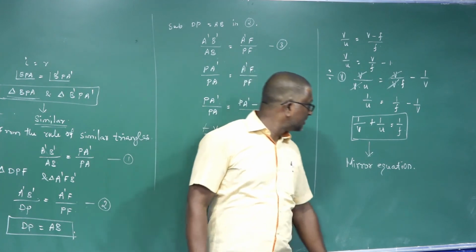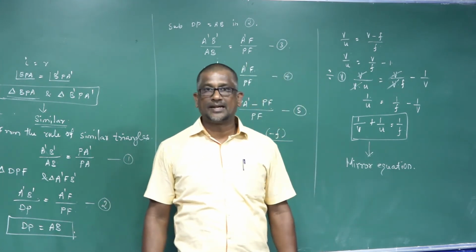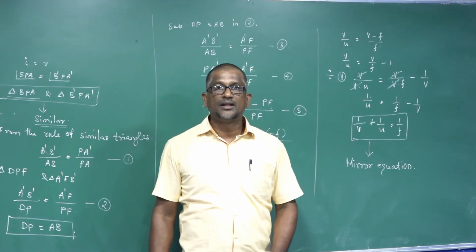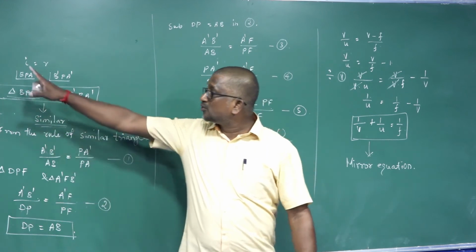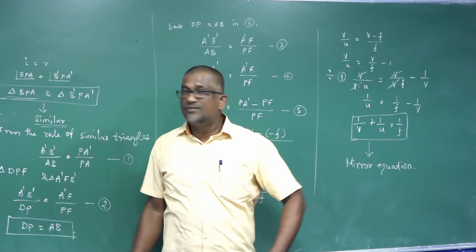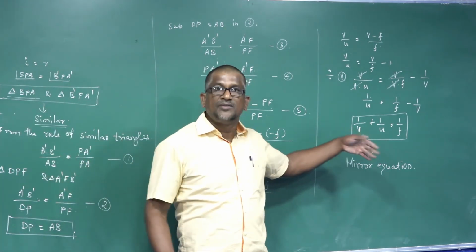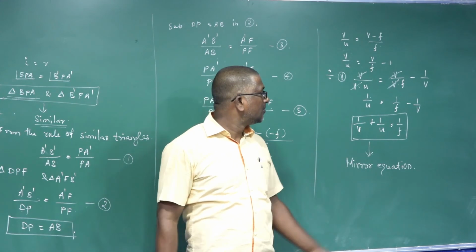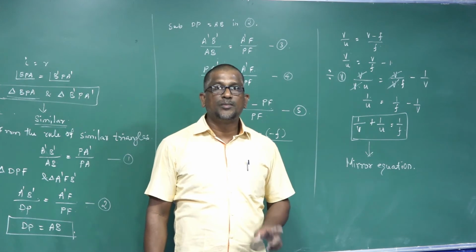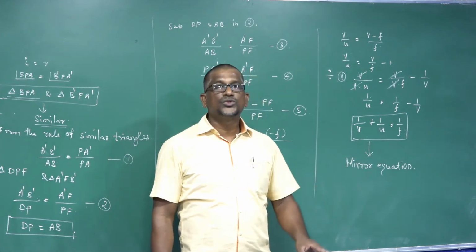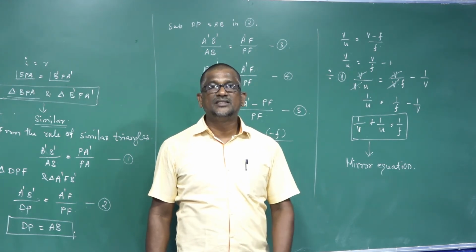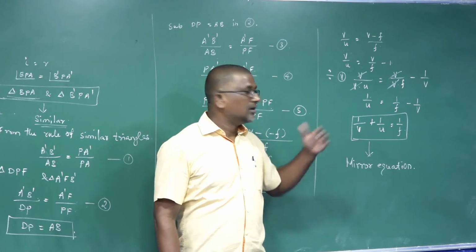This equation is applicable for all types of spherical mirror. We know that there are two types of spherical mirror, concave mirror and convex mirror. This equation is derived by using a concave mirror. Instead of a concave mirror, if you use a convex mirror, we can get the same equation, that is 1 divided by V plus 1 divided by U is equal to 1 divided by F. What is the mirror equation? The relation connecting object distance, image distance and focal length is known as the mirror equation.